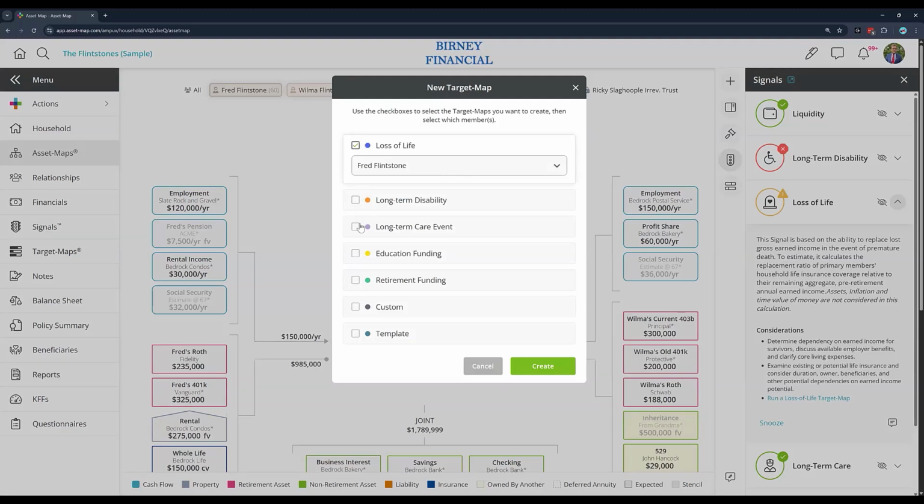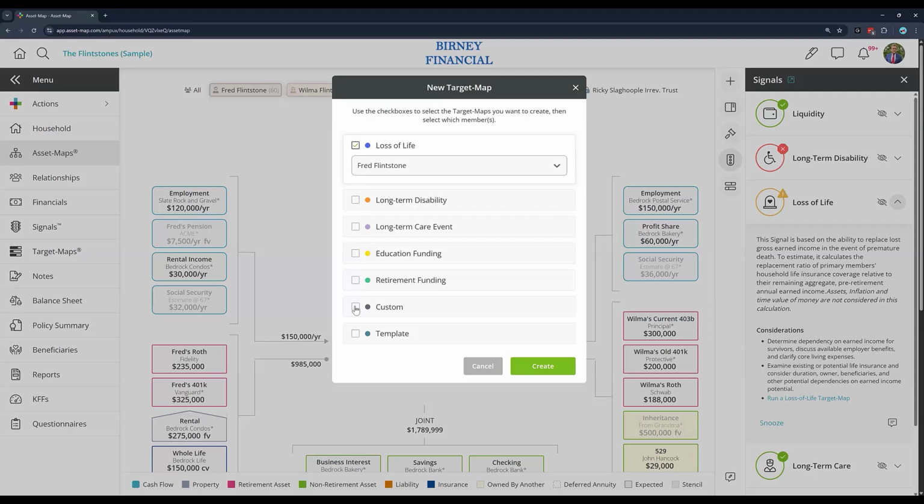I can see all the other target maps down below, as well as a custom and template option. Once you grasp the basic logic of target maps and how they work, you can run a custom target map on any topic under the sun. My client's buying a vacation home in 5 years. My client is trying to pay for their daughter's wedding. My client needs to fund a special needs trust. Okay, great. Build a custom target map.